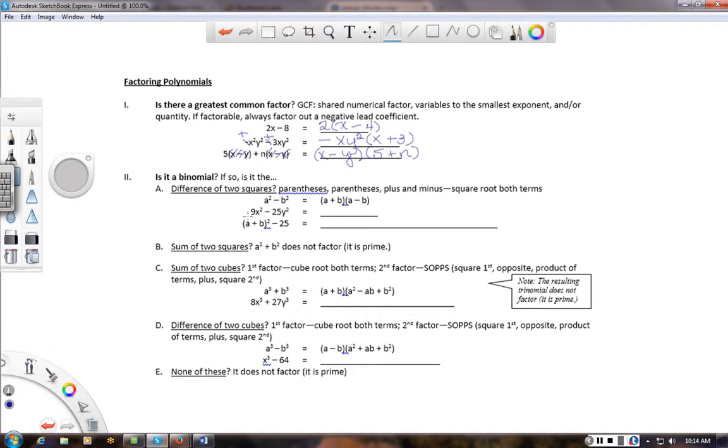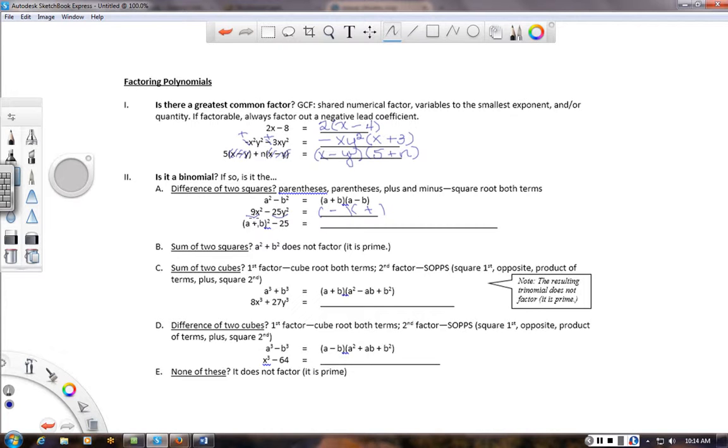So let's proceed with our examples. We take a look at our first term and we see this is a perfect square, this is a perfect square, separated by a minus. Thus, we have the difference of squares. So let's sing: parentheses, parentheses, plus and minus. It doesn't matter which one gets a plus or minus because after all, the commutative property says we can flip-flop the factors and still get the same product.